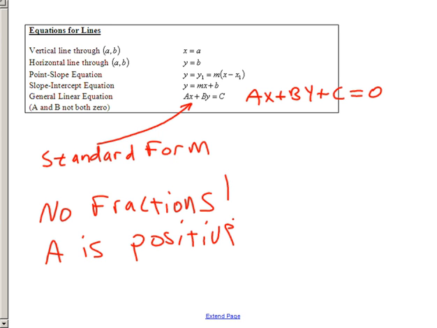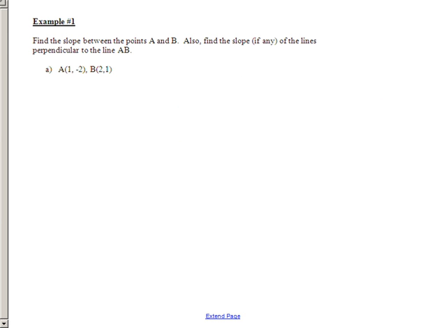Try to get used to speaking in terms of mathematical notation. So a way to say A is positive, that is faster, is A is greater than 0. We never want that leading coefficient to be negative. We're going to make it positive every single time. Okay, moving on to finding the slope between 2 points.